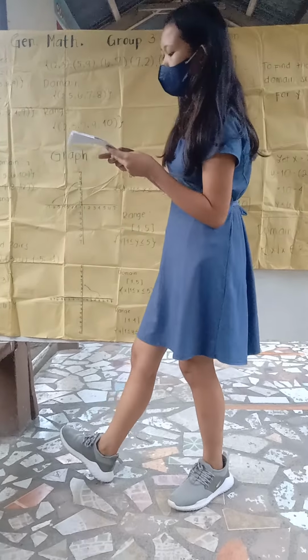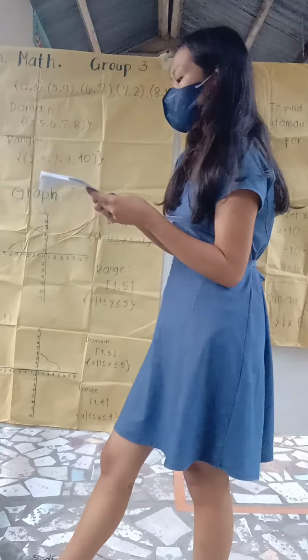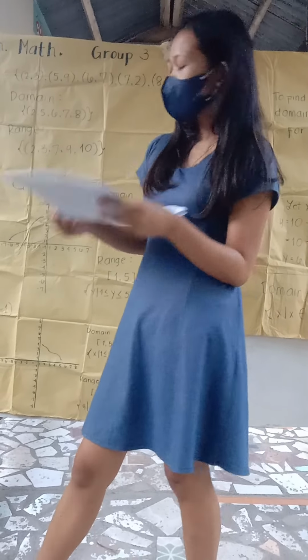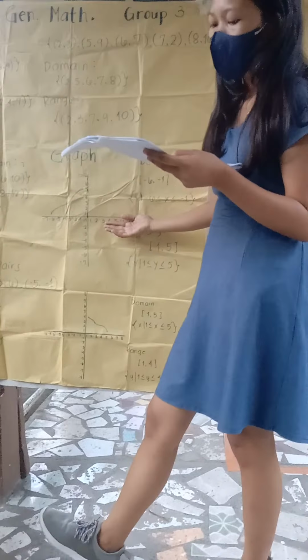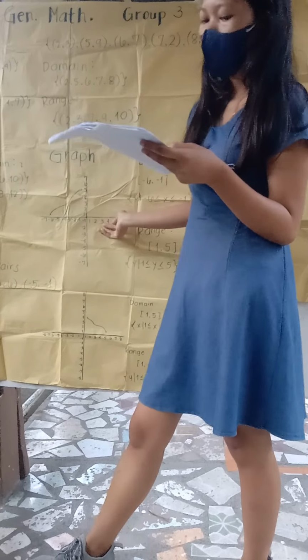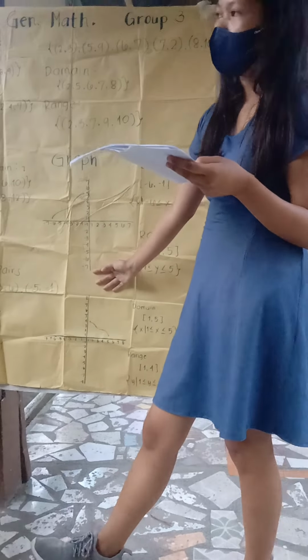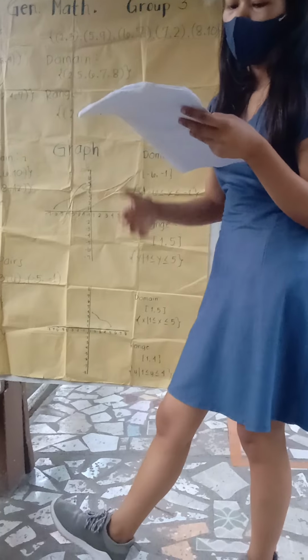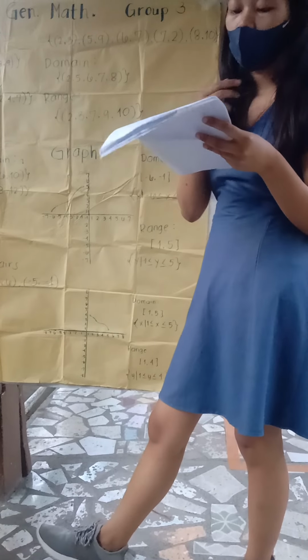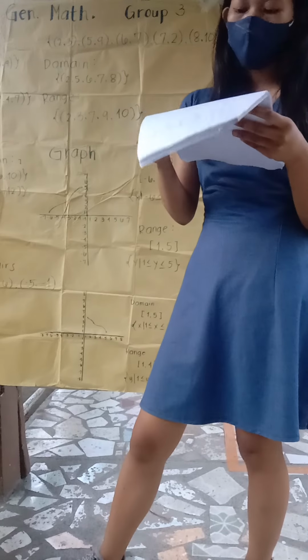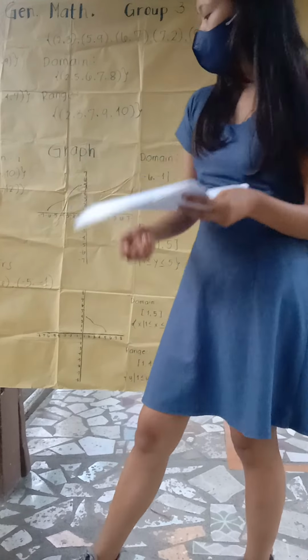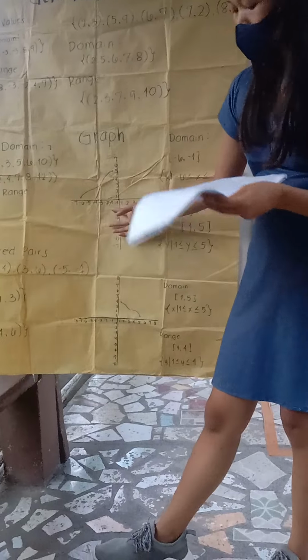So our next example is a graph. In this example, we are now using a graph. The guiding question is how do we find the domain and range? Okay, so first, the domain of the graph is the horizontal line, which is the x value, while the range is the vertical line, which is our y value. So now that we already know the x and y values and how to find our domain and range, in this example, the domain of the graph is -6 and -1.